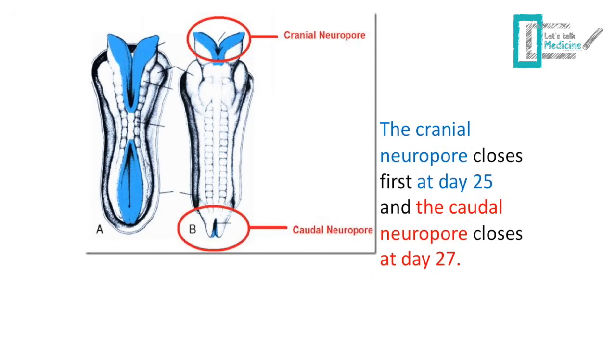So the neural tube has two endings, a cranial end called the cranial neuropore and a caudal end called the caudal neuropore. Now, the cranial neuropore and the caudal neuropore both close normally in the embryo. So the cranial neuropore closes first at day 25, and then 3 days later, or on average at day 27, the caudal neuropore closes. Failure of closure of those two neuropores will give you congenital anomalies, okay?